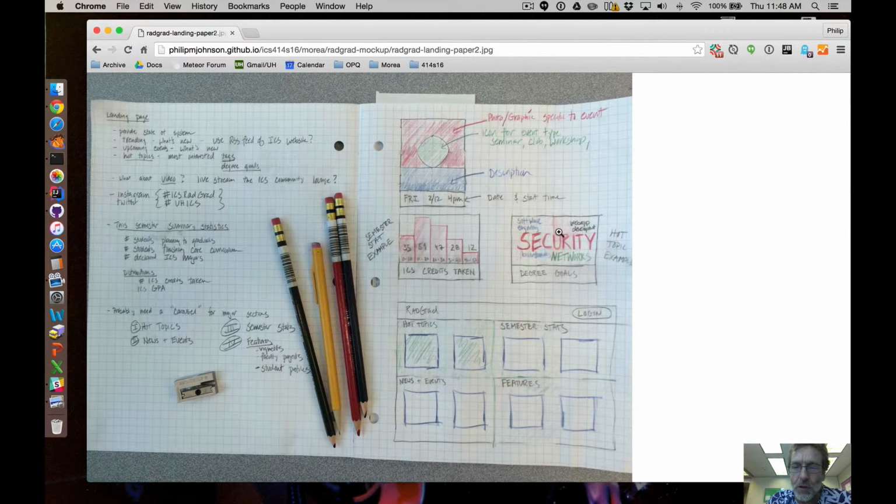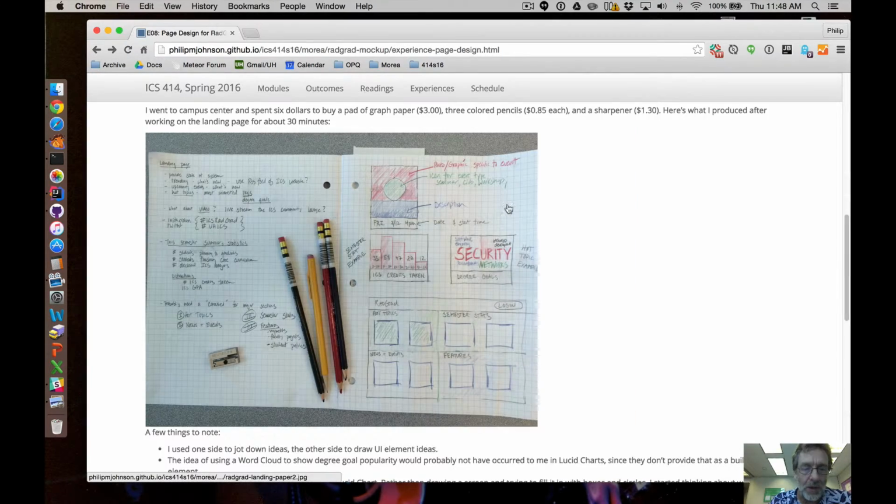The other thing is, for degree goals, I came up with this idea of using a word cloud to show graphically what the degree goals are and then their relative frequency. That's something that I honestly don't think would have occurred to me at all if I was using Lucidchart, because they don't supply a word cloud widget, so I probably wouldn't have tried to invent something that didn't exist in their built-in widgets. So for a lot of reasons, I think it's worth thinking about. And if you just want to use regular paper and you got some crayons or whatever, you can figure out what works for you. This would be the way I would recommend going.